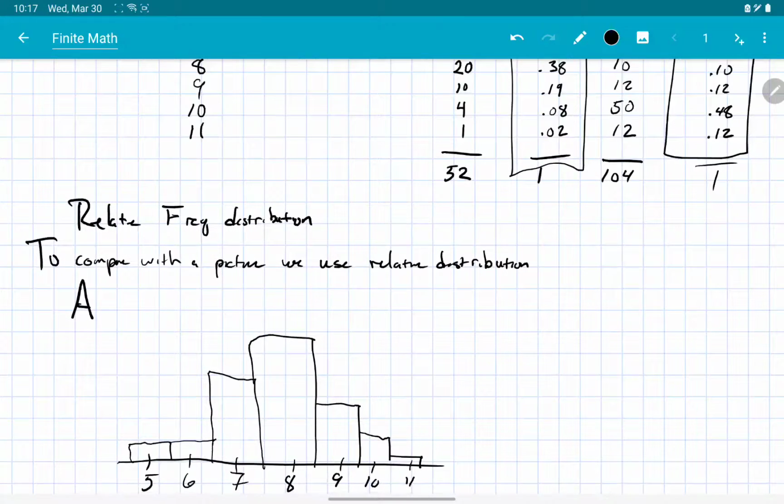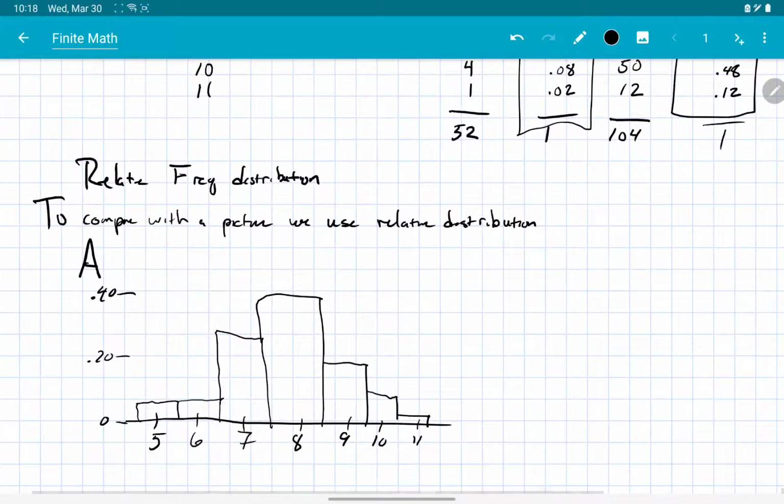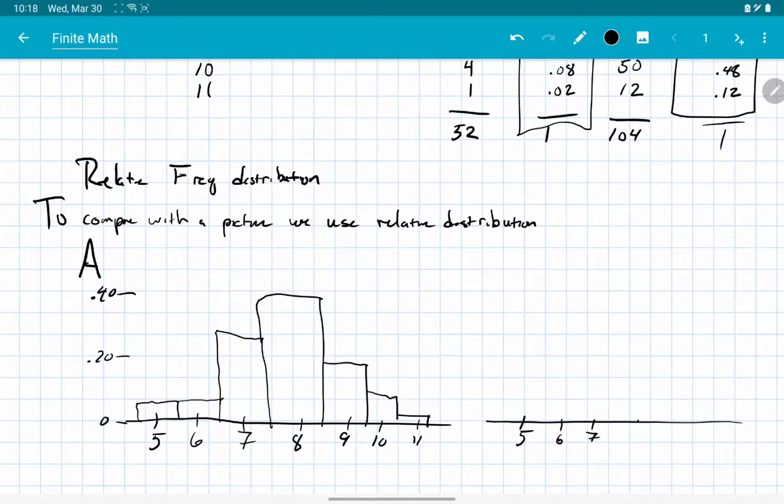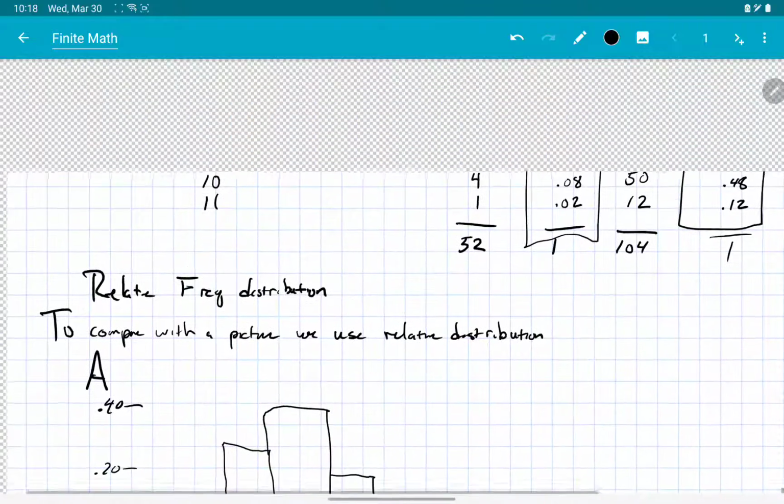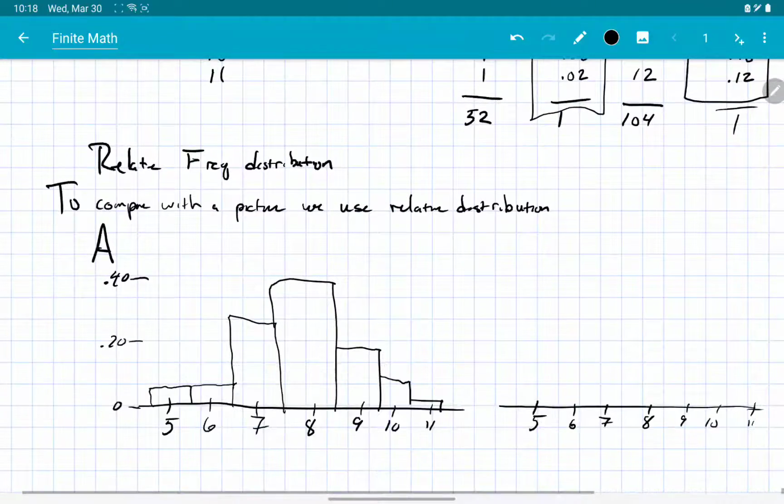Okay, and this would be 0.40, this would be 0.20, this would be 0. So that's what dealership A would look like in terms of a histogram. And dealership B would have a different histogram. 5, 6, 7, 8, 9, 10, 11. Here we have something like this. Now we have no box at 6 and 7.